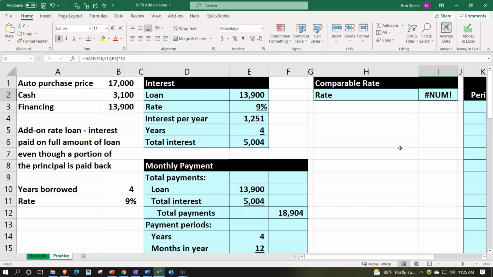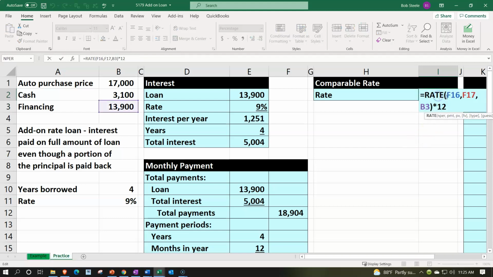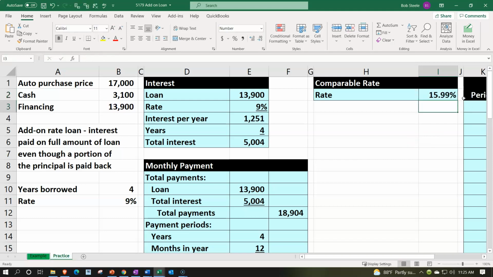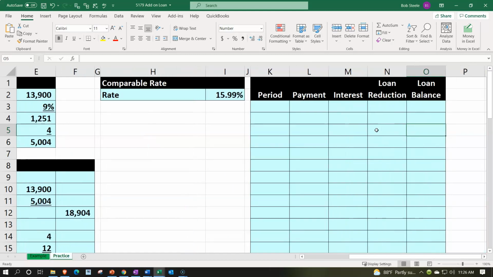So I'm going to take that entire thing and multiply it times 12 to get to the yearly rate amount. And then I have to put a negative, double click it. I've got to put a negative in front of the payment. And then we get our 15.99, which is a whole lot different than 9%, right? So these two loans come out. So if you want to compare the two, you gotta figure them out.